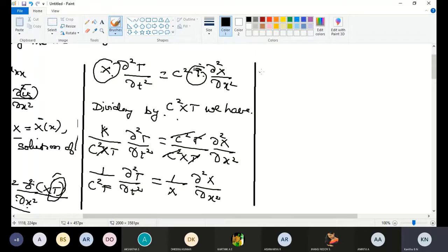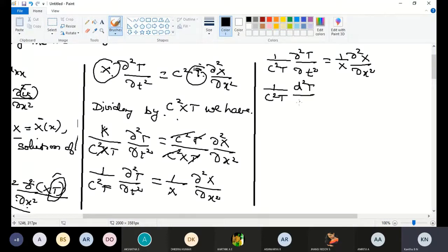Next step, observe here: 1 by c square capital T del square capital T by del t square is equal to 1 by X del square X by del x square. Okay, this one we are writing in PDE, we are converting into differential equation. Means observe here 1 by c square capital T d square capital T by dt square is equal to 1 by X d square X by dx square.